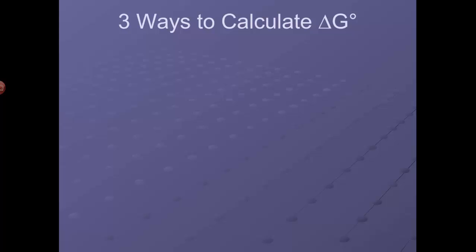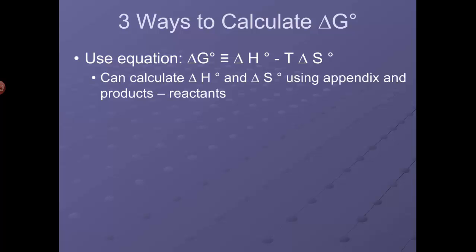So the three ways to calculate delta G. The first way is to use our equation, delta G is equal to delta H minus T delta S. When would you use this? Well, if you're given delta H formation values or S values from the appendix, then you have to do it this way. You're going to have to calculate delta H by doing products minus reactants for the delta H of formation values, and the same thing for delta S, and then you plug it into the equation.